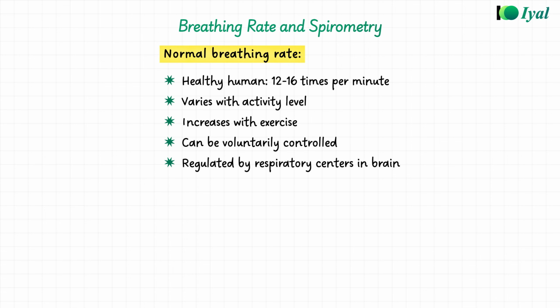On average, a healthy person breathes about 12 to 16 times per minute. That is the normal resting rate. But this is not fixed. During exercise, you breathe faster, maybe 30, 40 times per minute. When you are relaxed or sleeping, it might slow down. You can also voluntarily control your breathing. You can take slower, deeper breaths or faster, shallower breaths. But ultimately, the breathing rate is regulated by your brain, specifically by respiratory centers that we will learn about later.